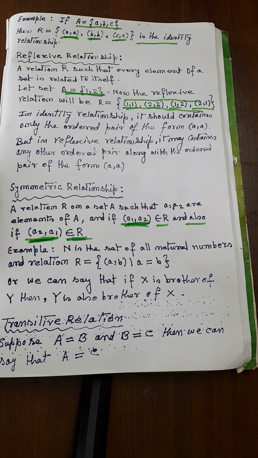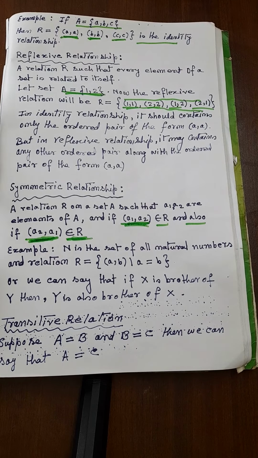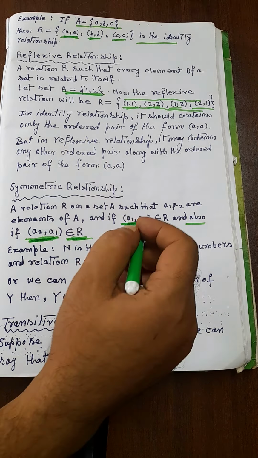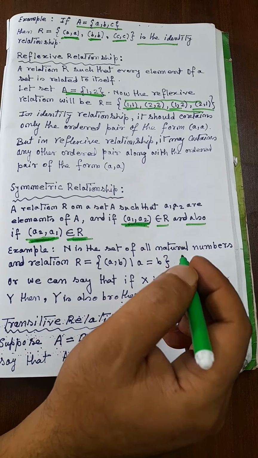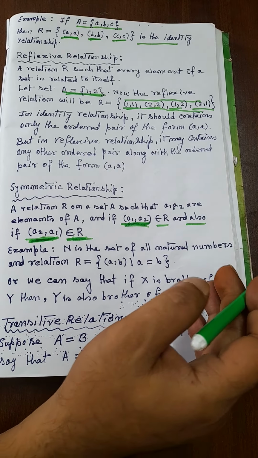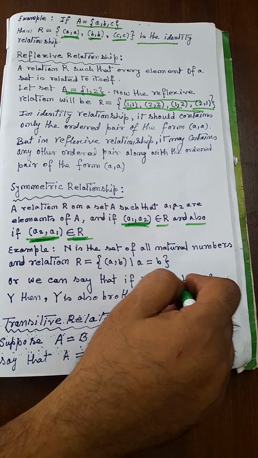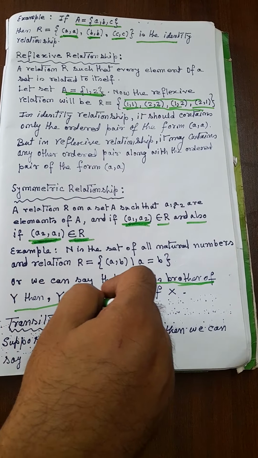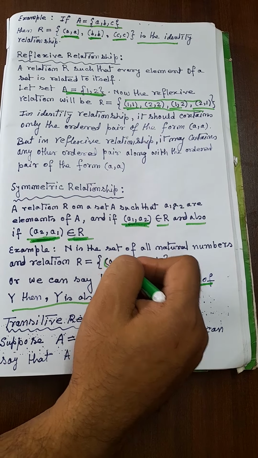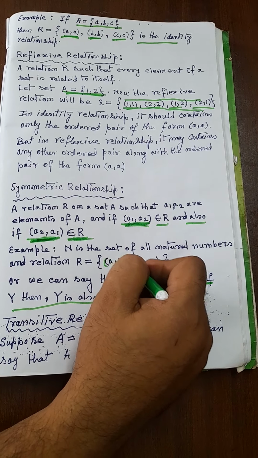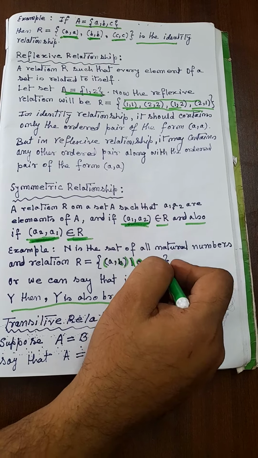And if (a1, a2) belongs to R and also (a2, a1) belongs to R, then it is symmetric. If you consider the set of all natural numbers, that will be a symmetric relation. We can say that if x is a brother of y, then y will be a brother of x. So for all natural numbers, the ordered pair (a, b), if a equals b, then b equals a.